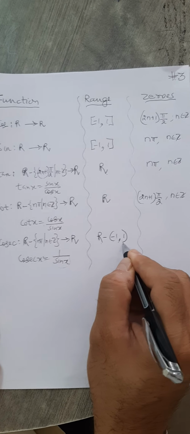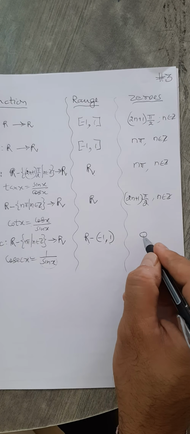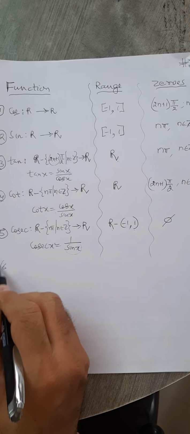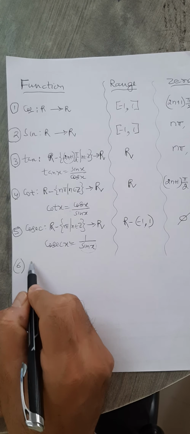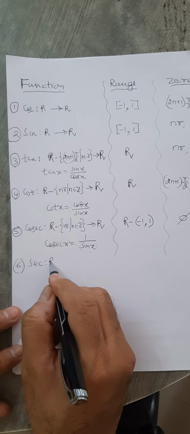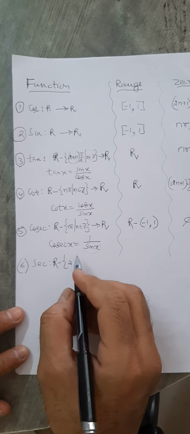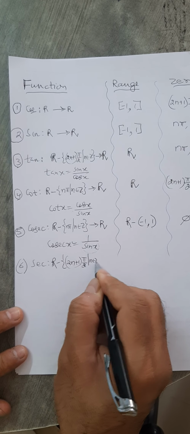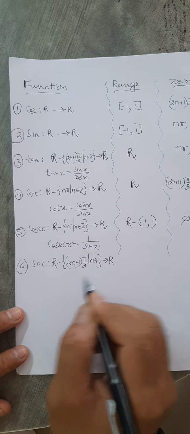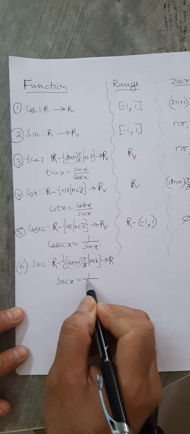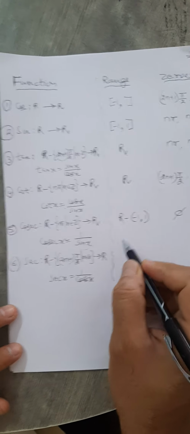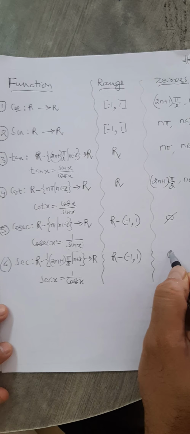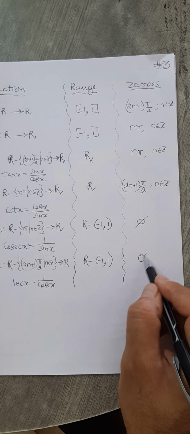Every real number other than this set of zeros, null set here. There is no x for which cosec becomes 0. Cosec can never be 0. And then next we have the sec function. Sec is a function from R minus (2n plus 1) pi by 2, n belongs to Z, to R, all real numbers, where sec x is 1 upon cos x. Range same here, R minus the open interval -1 to 1, and the set of zeros here is empty.